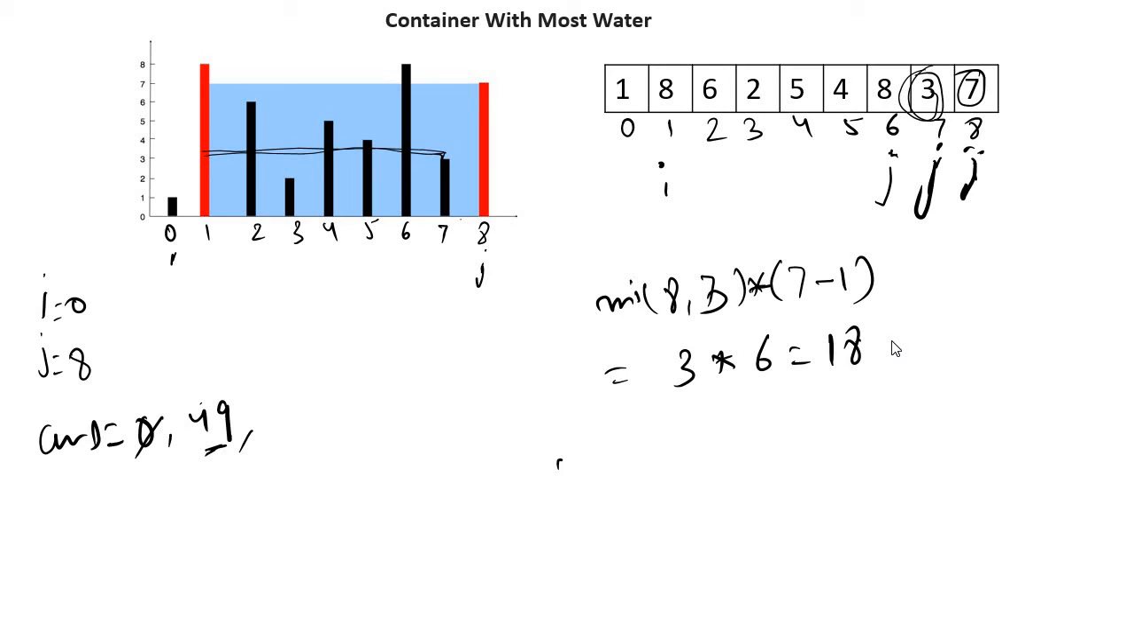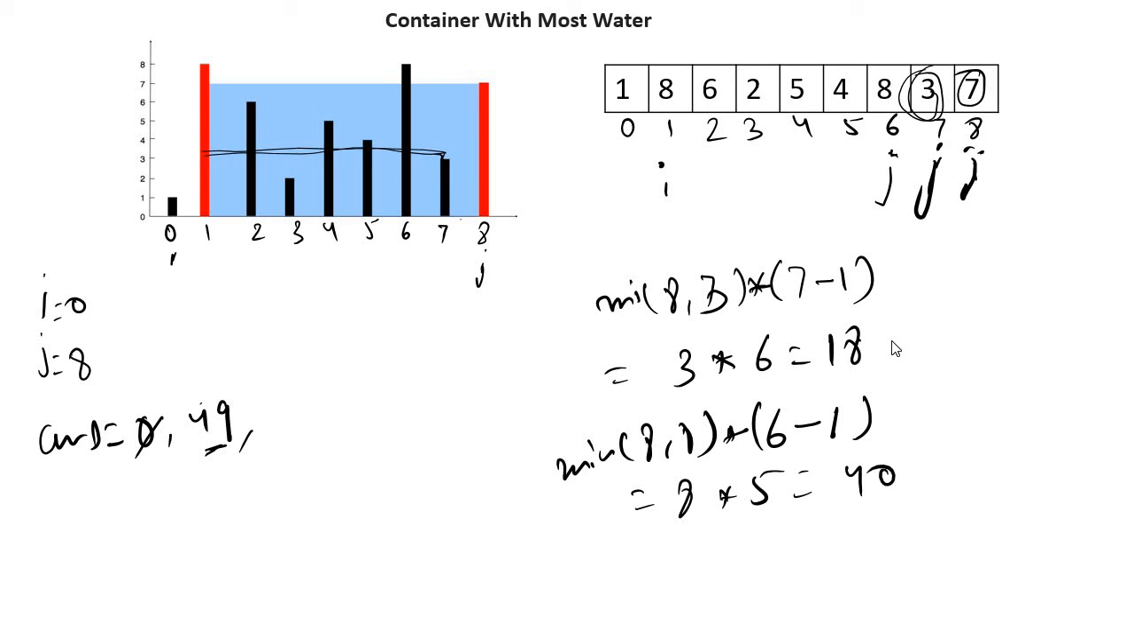Now j will point to 8. Again calculate the minimum of 8 and 8 into the gap, j is 6 and i is 1, so 8 into 5, 40. So the water contained between these two 8 bars is 40, but we have 49 as our answer, so we will not replace it. Because both are the same, we can move either pointer. We have moved our pointer i towards the right.